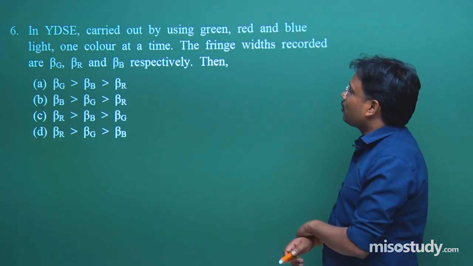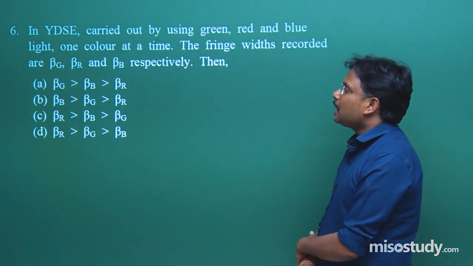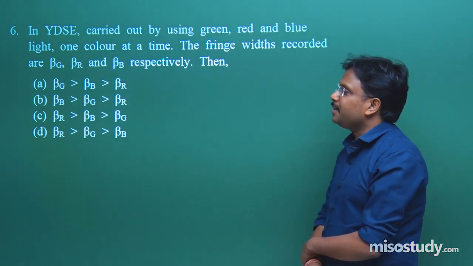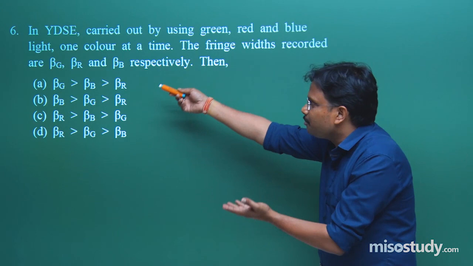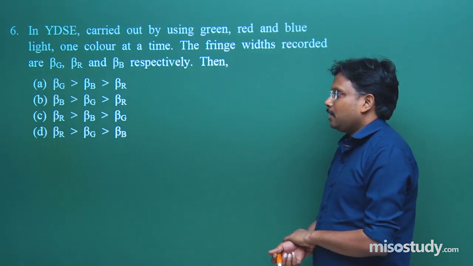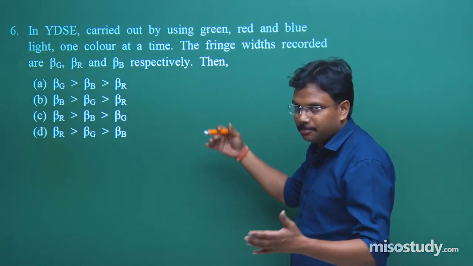The fringe widths recorded are beta G, G means green, beta R, that is for the red color, and beta B, that is for the blue color. So what is the relation between the fringe widths if the wavelength is changed? I hope this particular question is so simple that anyone can solve it, but let me explain.